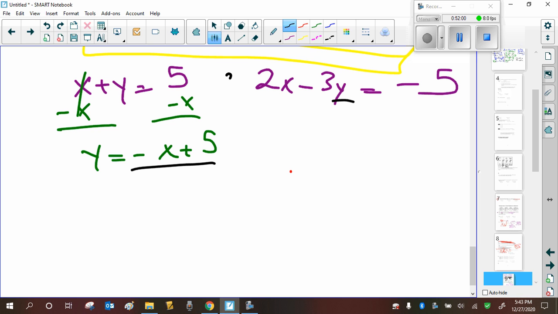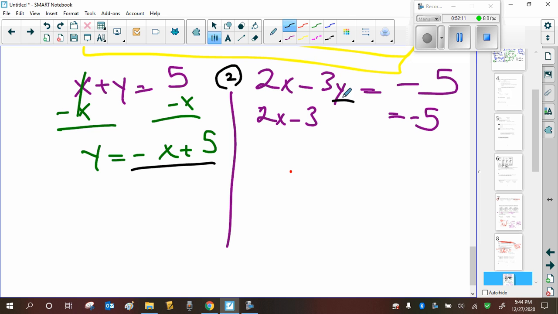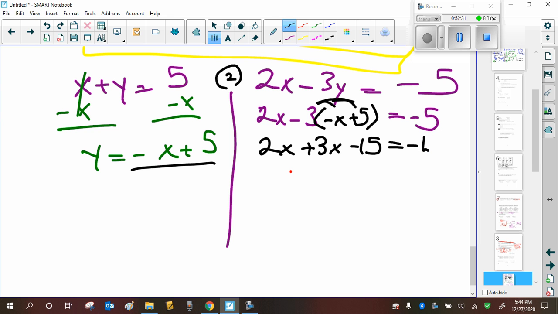Okay, so the second step is the purple equation stays the same: 2x subtract 3 times y equals negative 5. But instead of putting 3 times y, I'm going to put 3 times negative x plus 5. Next step is to distribute. Negative 3 times negative x is plus 3x. Negative 3 times 5 is negative 15. See how you did with your signs.